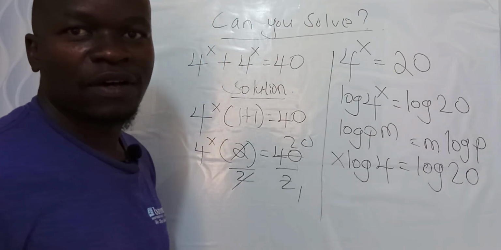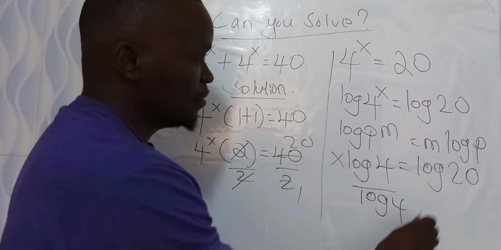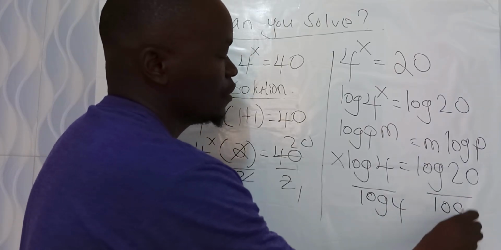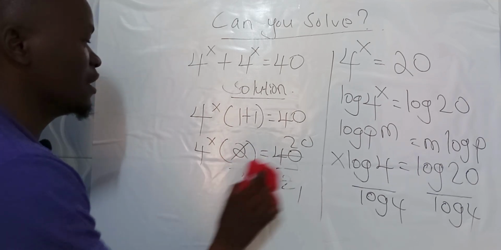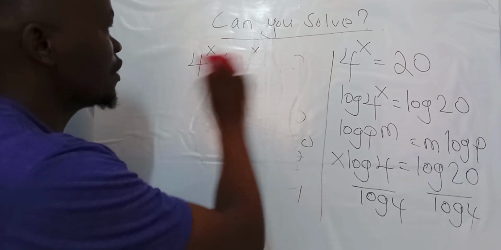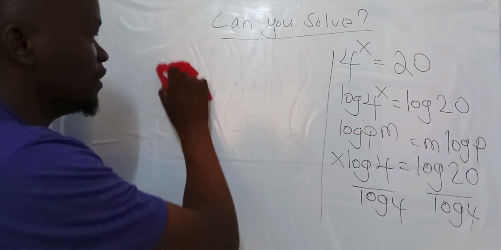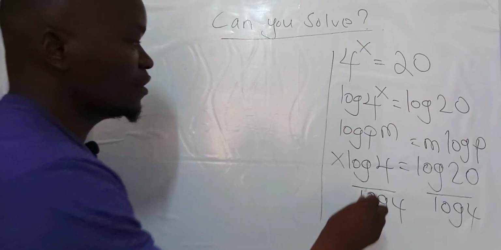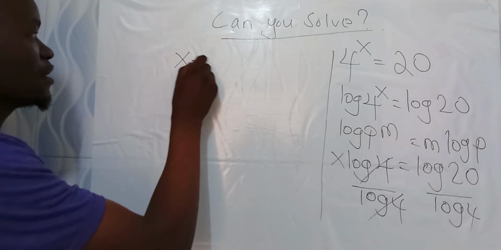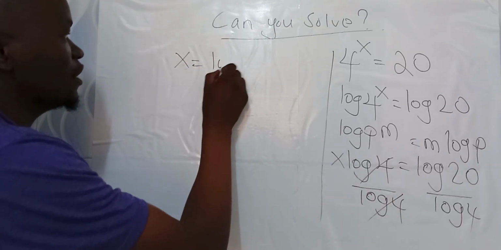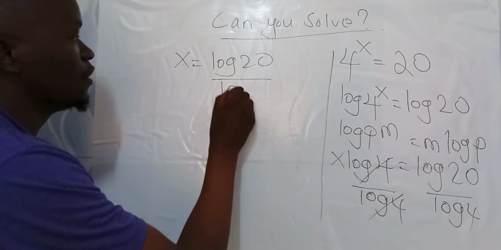So next we shall divide both sides by the log of 4, then also this other side by the log of 4. So from there we shall move straight and complete working it out on this other end. So log 4 and log 4 shall cancel, so that now our value for x is equal to the log of 20, all over the log of 4.